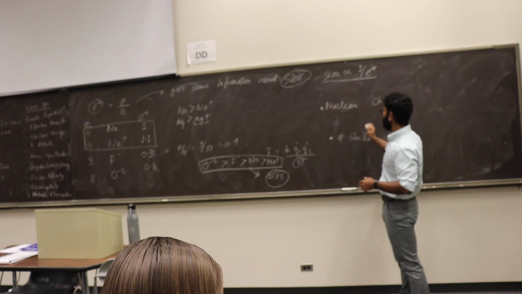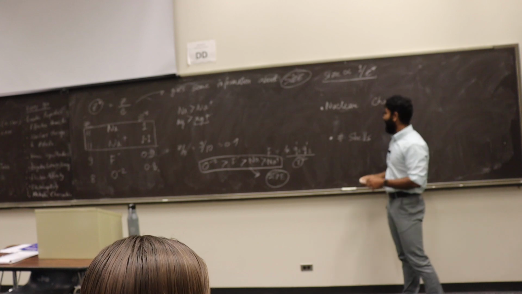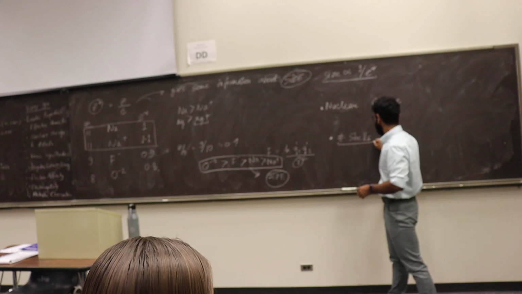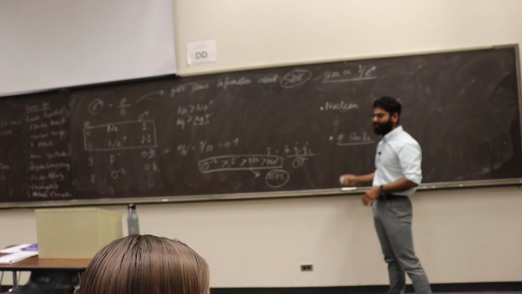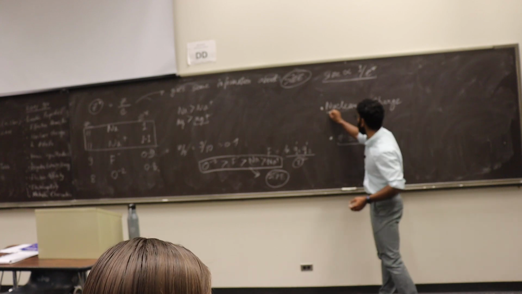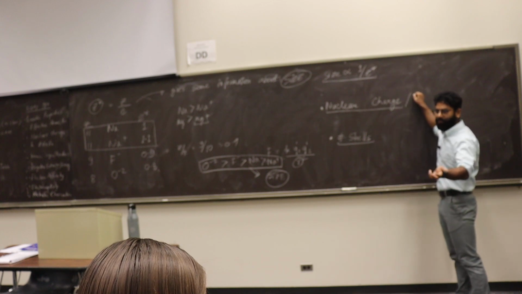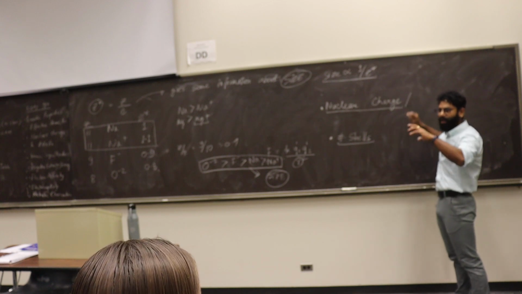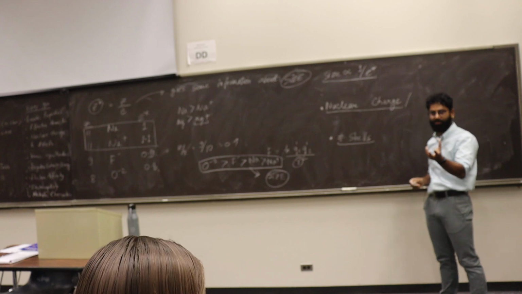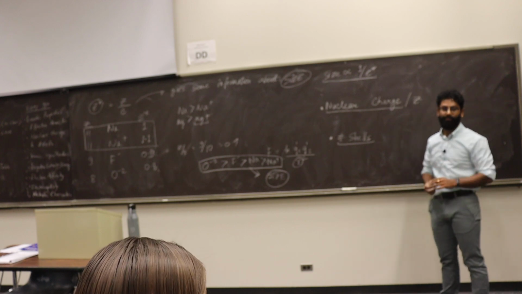Now I want you guys to think about two things: nuclear charge and number of shells. What is nuclear charge? The charge on the nucleus, which is positive. So basically I'm talking about what? Give me a number. How can you represent nuclear charge through atomic number? So basically I'm talking about Z.